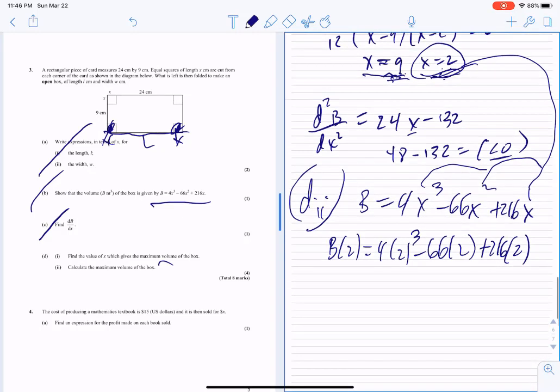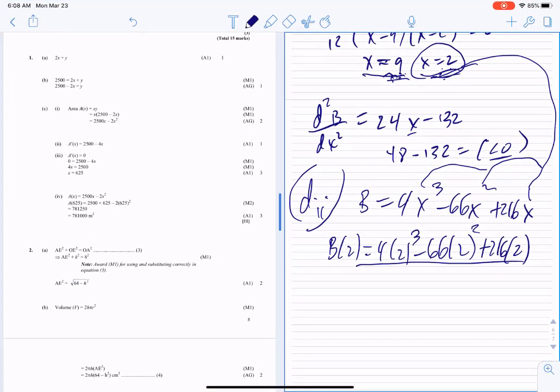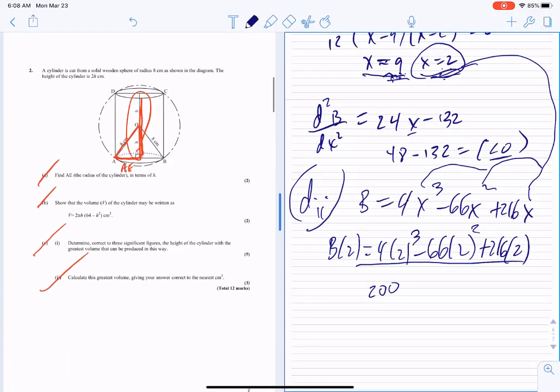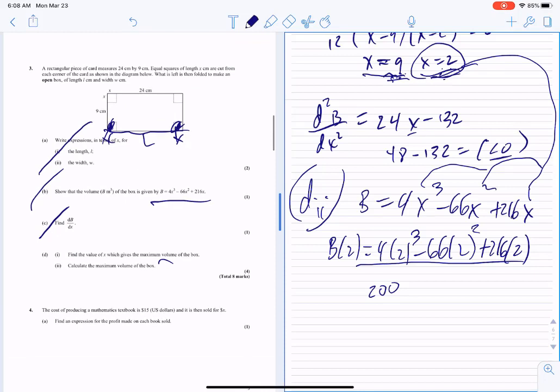There's a lot going on there. You'll need a calculator for this. I got one right here. Let's see. And then plus 216 times 2. And that gives me 200. Okay. And remember, that was a volume. So it's going to be in what units? Centimeters. So it's going to be cubic centimeters. This is what B is technically equal to. So that's what they're calling the volume again.